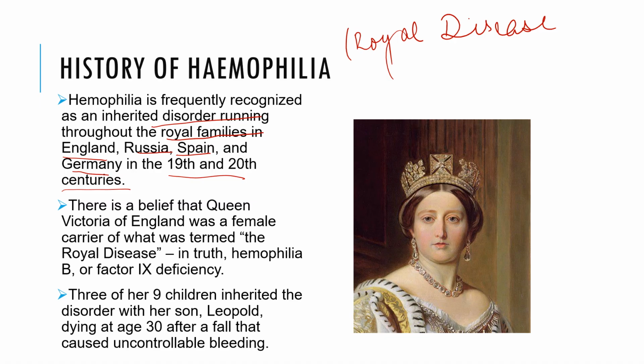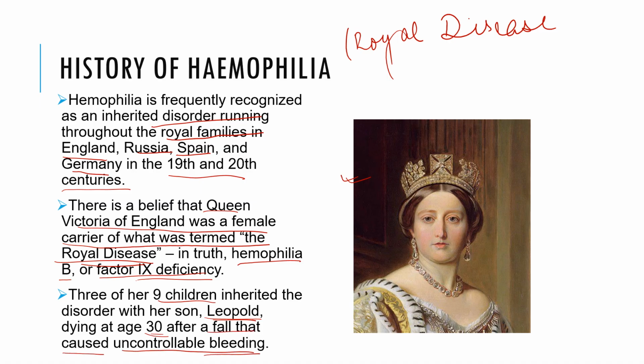So there is a belief that Queen Victoria of England was a female carrier of what is termed as the royal disease. In truth, hemophilia B, or factor 9 deficiency, was there in Queen Victoria. Now 3 of her 9 children inherited the disorder, including her son Leopold, who died at the age of 30 after a fall that caused uncontrollable bleeding.